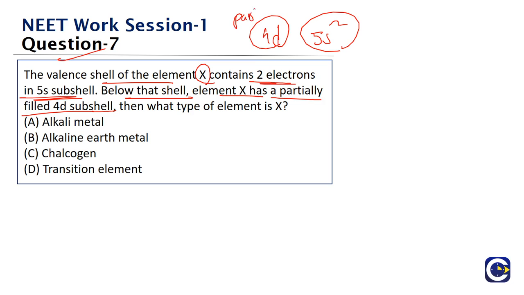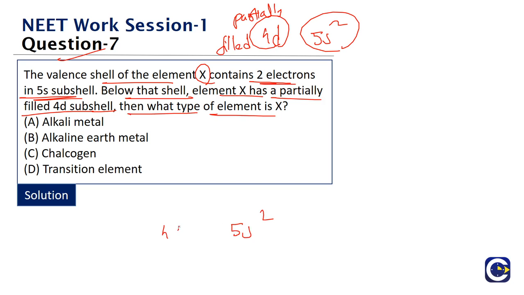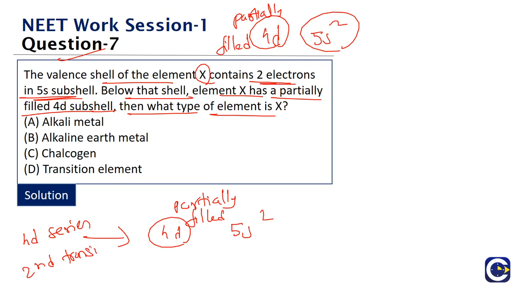The 4d is only partially filled. So what type of element is this X? We have a completely filled 5s and we are starting to fill 4d, so it is partially filled. Since we are filling electrons into 4d, this is an element in the 4d series of the transition elements, or the d block elements. We can also call it the second transition series.